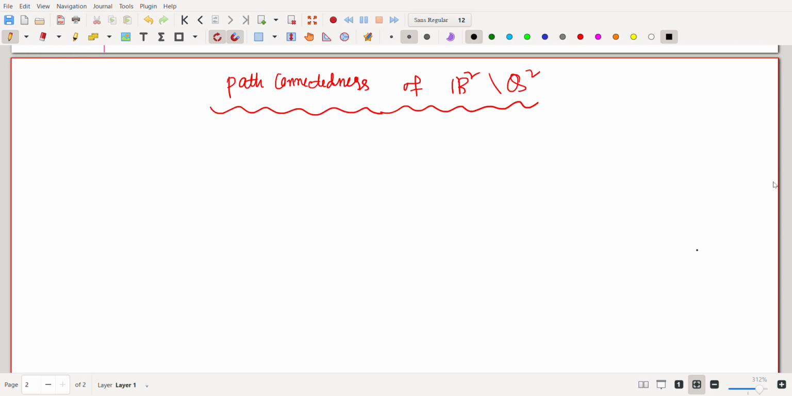So today I am going to discuss the path connectedness of R2 minus Q2. This is a very important question because it appeared in the TIFR previous year question paper, in NBHM as well as in the ISI entrance exam, and it was also asked in many interviews. In the 2024 ISI subjective exam paper this same question came, so that's why it is important. Okay, so let's start.